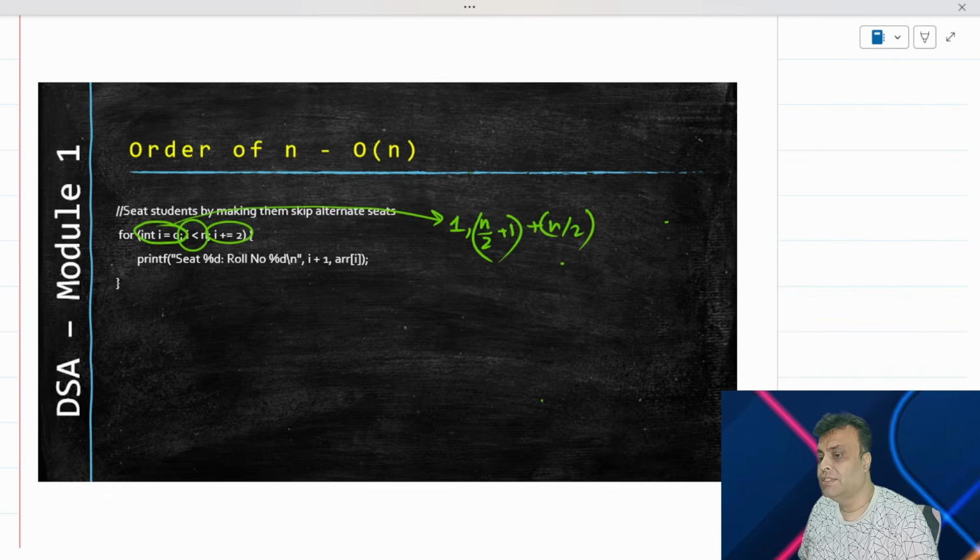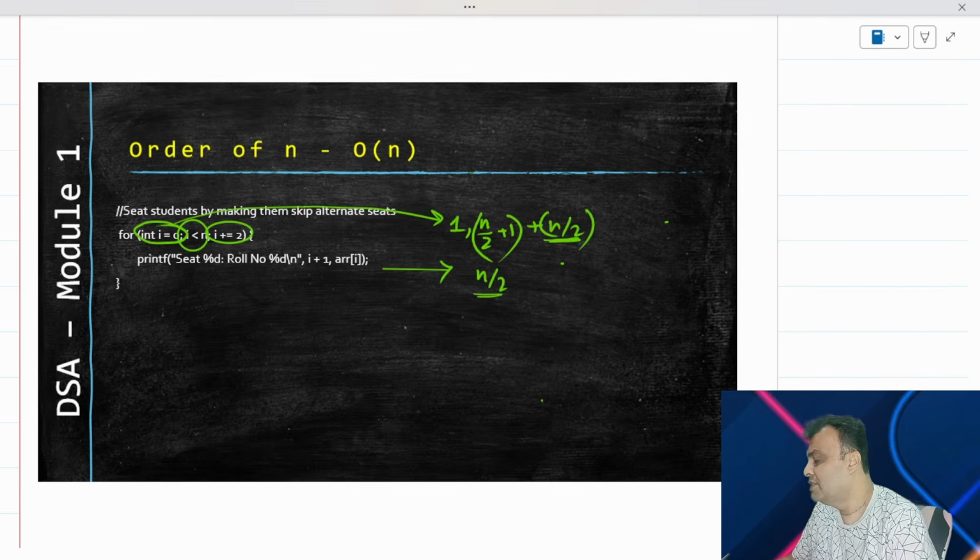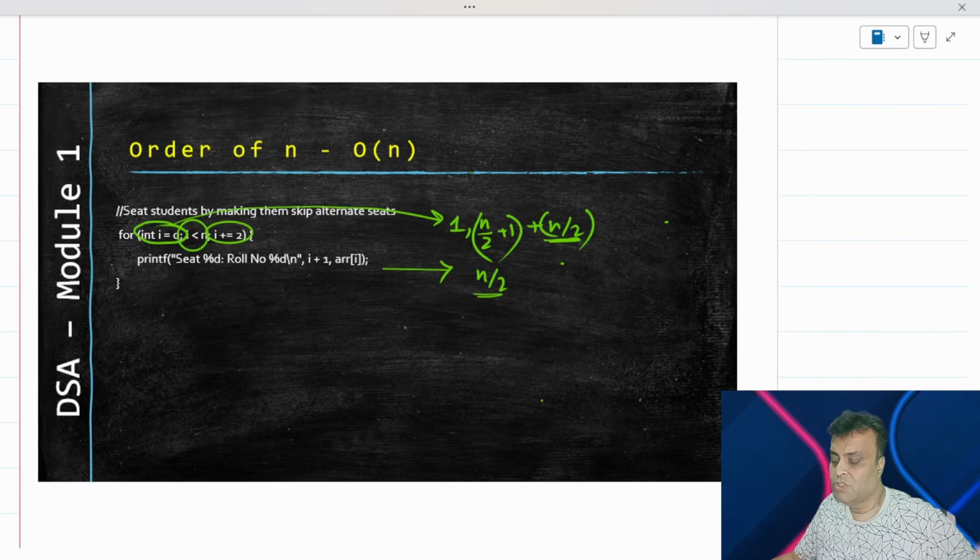So i less than n is getting executed n by 2 plus 1 times, and this is getting executed n by 2 times. And within each of these for loop statements, we will execute ourselves n by 2 times. Right? The number of times it increments or decrements is the same number of times it will execute the loop. So we will execute the loop n by 2 times. So we need that amount of time. Each time means some amount of milliseconds. So what is the total amount of time we need?